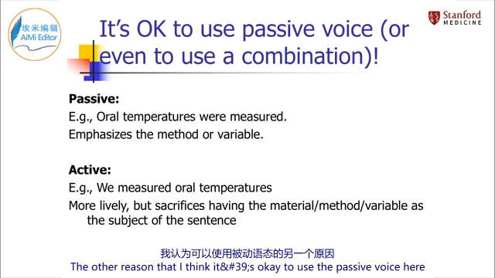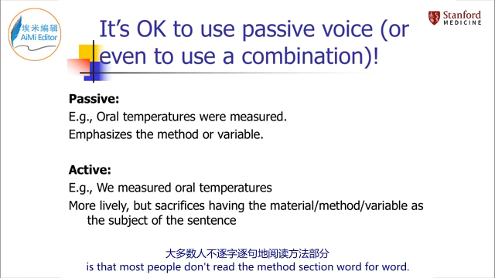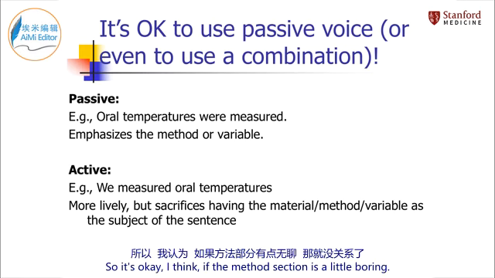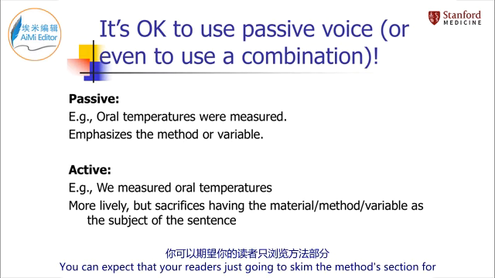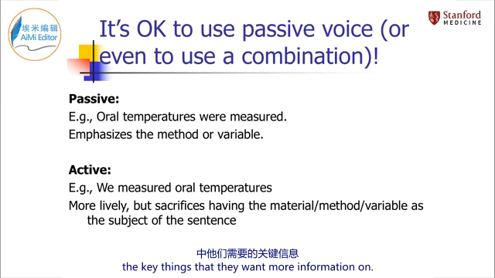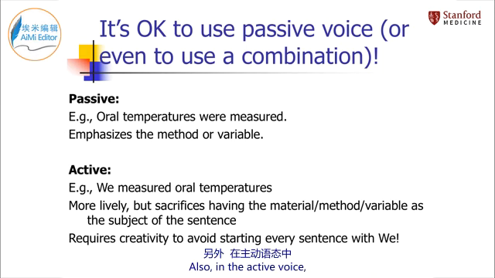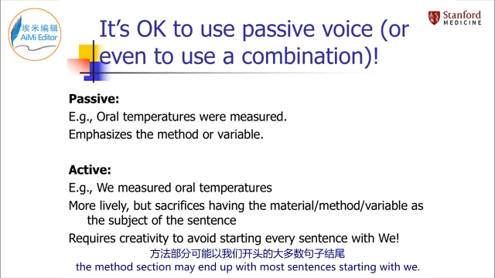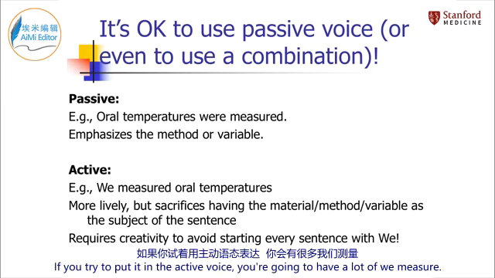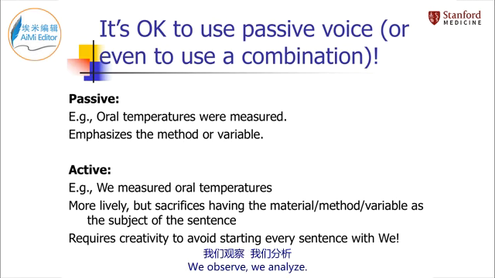The other reason that I think it's okay to use the passive voice here is that most people don't read the method section word for word, so it's okay, I think, if the method section is a little boring. You can expect that your reader is just going to skim the method section for the key things that they want more information on. Also, in the active voice, the method section may end up with most sentences starting with we. If you try to put it in the active voice, you're going to have a lot of we measured, we observed, we analyzed.